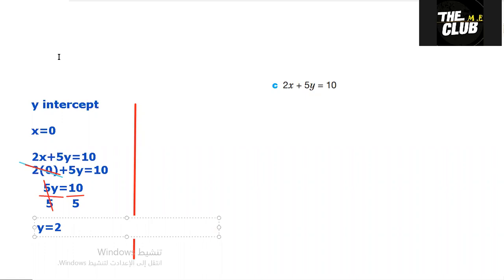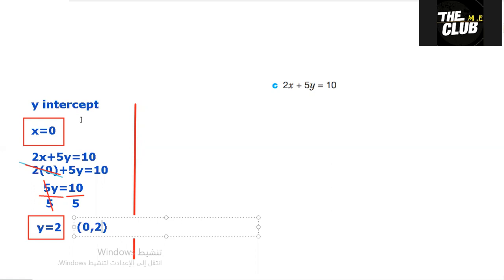Now, I have x here, and I have y. Now, I can write the coordinate of the y-intercept. So the coordinate of the y-intercept is what? X is 0, y is 2. So it's 0 and 2. Let me make it bigger so you can see it like this. Now, this is the y-intercept. Now, I need the x-intercept. Now, the x-intercept, I'm going to do the same idea. Let me make this smaller.